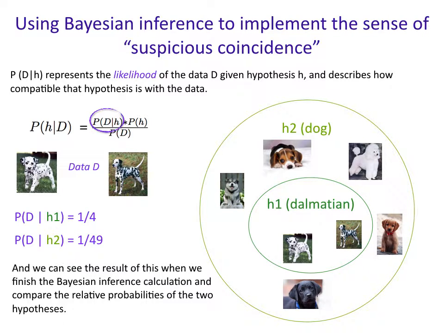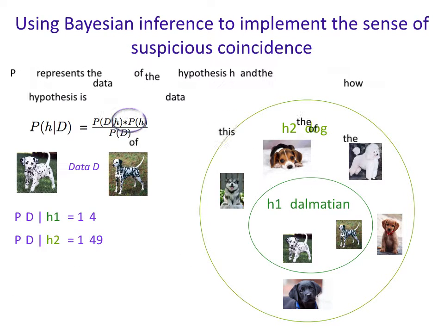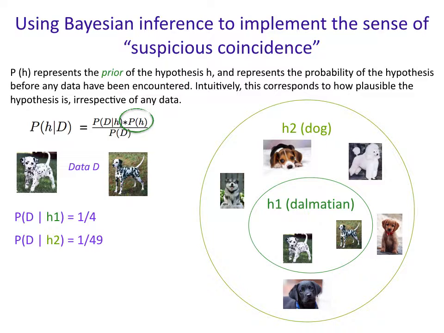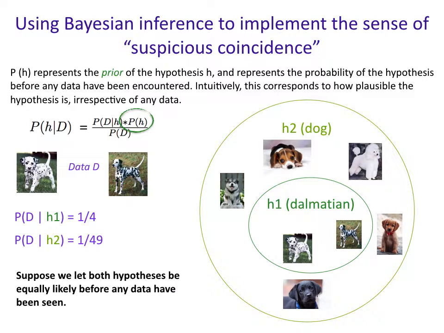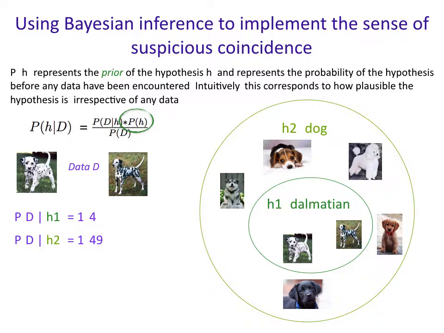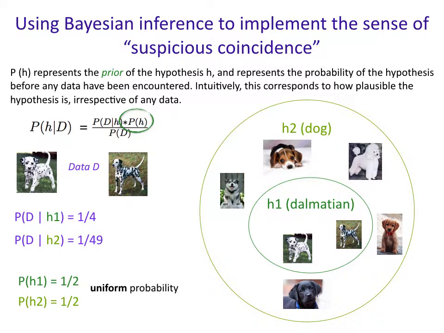Okay, and we can see the result of this when we actually finish the Bayesian inference calculation and compare the relative probabilities of these 2 hypotheses. So that was our likelihood. The prior represents the probability of the hypothesis before any data have been encountered. This usually corresponds to how plausible the hypothesis is, or how biased you might be towards it a priori, irrespective of having seen any data yet. If we give them equal probability, they're equally likely, so they each get uniform probability, which in this case, since we only have 2 hypotheses under consideration, is 1/2.